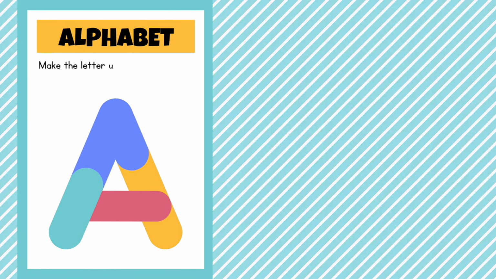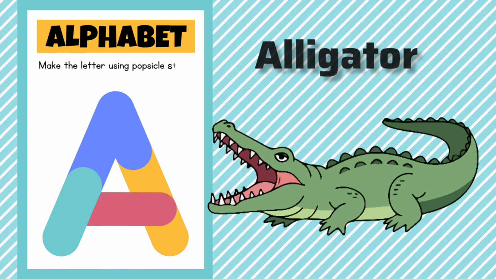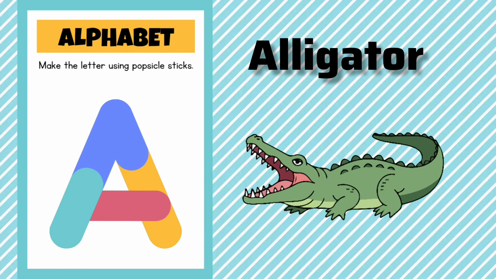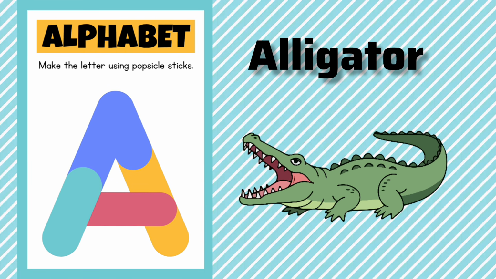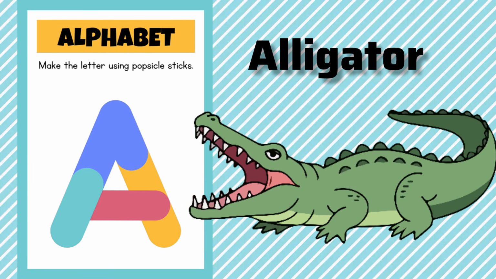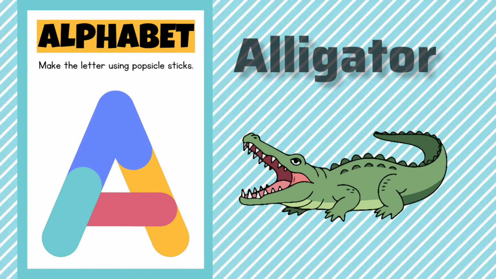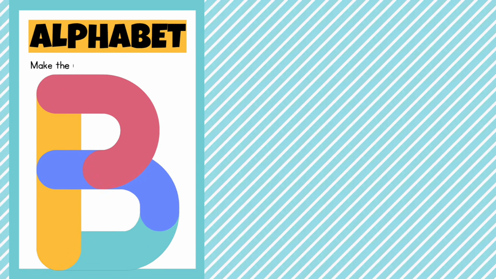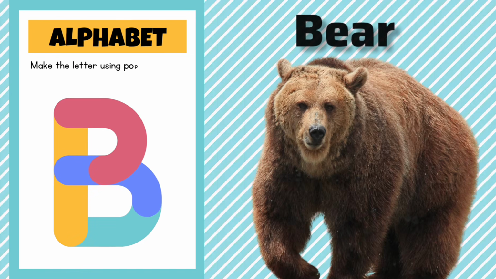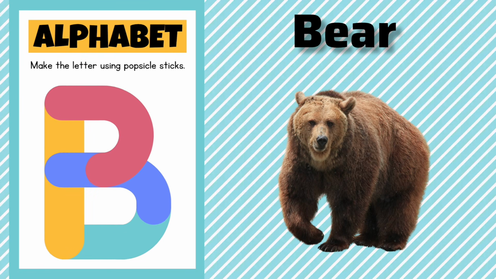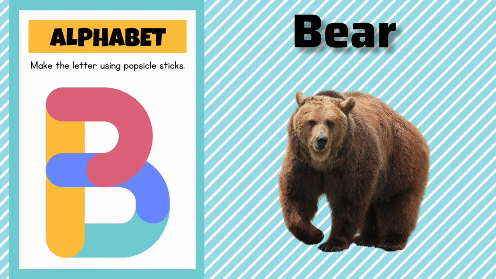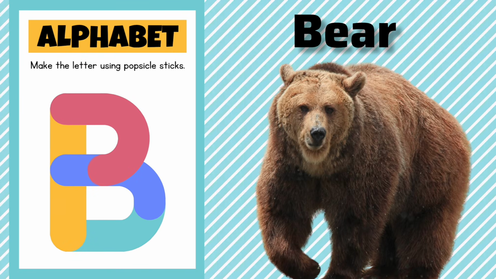This is the letter A. A is for alligator. Alligator. This is the letter B. B is for bear. Bear.